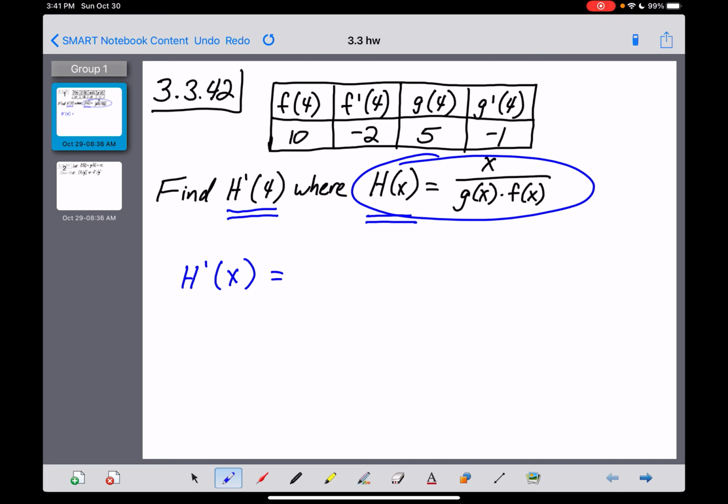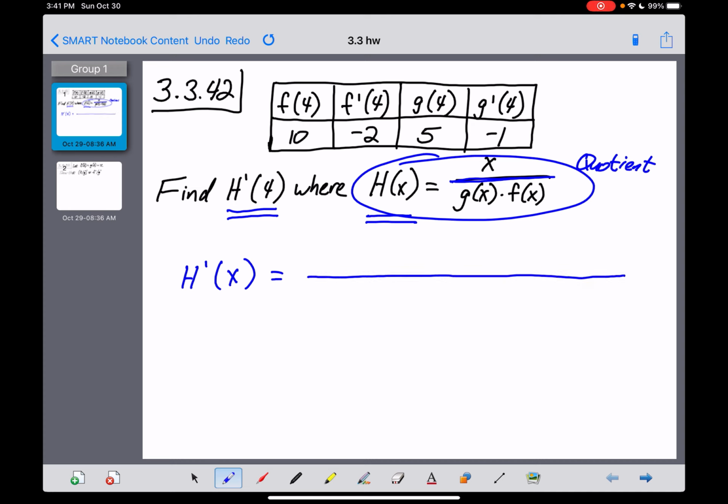What I see here in h of x is that there's some stuff on the numerator, on the top, some stuff on the bottom, and they are being divided here. That means that overall, h of x is a quotient function, and that means I'm going to need the quotient rule in order to figure out this derivative.